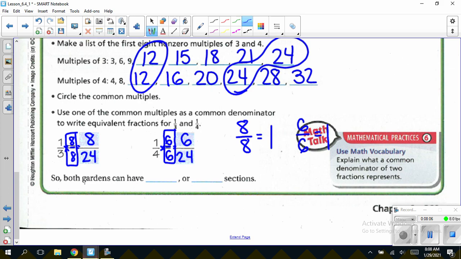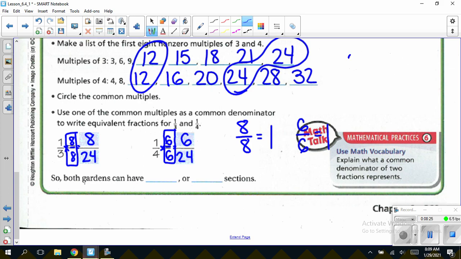You can also think of it as a division problem. A fraction symbol is a division symbol. So you would have your top number, the 8, divided by the bottom number of 8. 8 divided by 8 we know is 1. Same thing with the 6/6. 6 divided by 6 is 1.